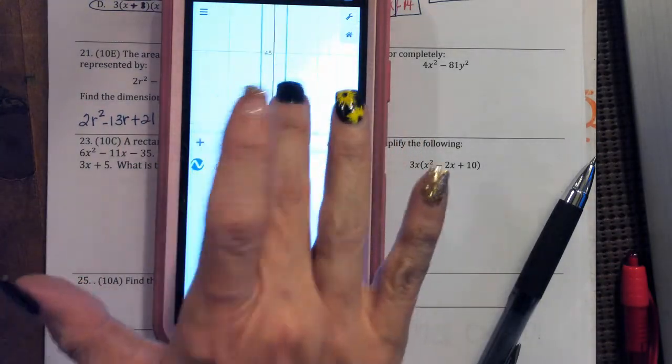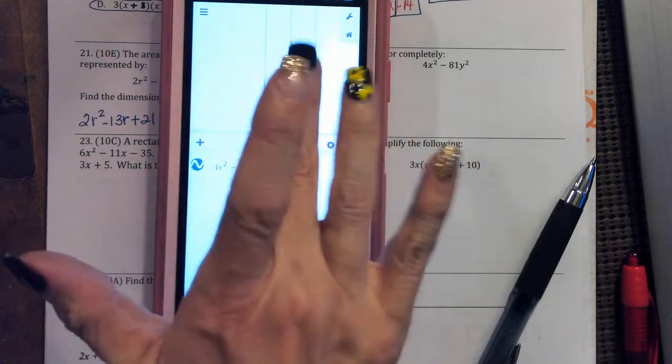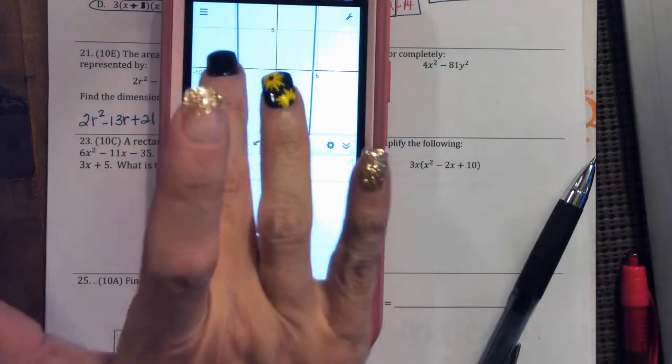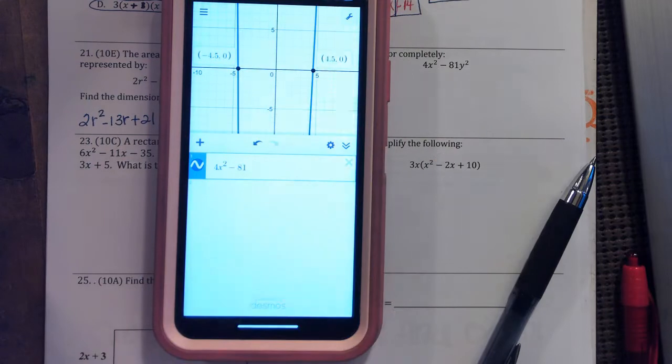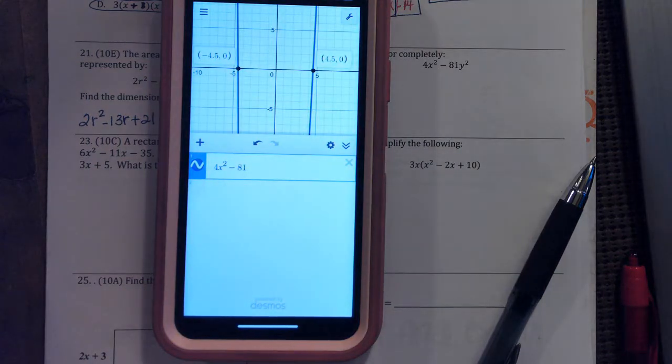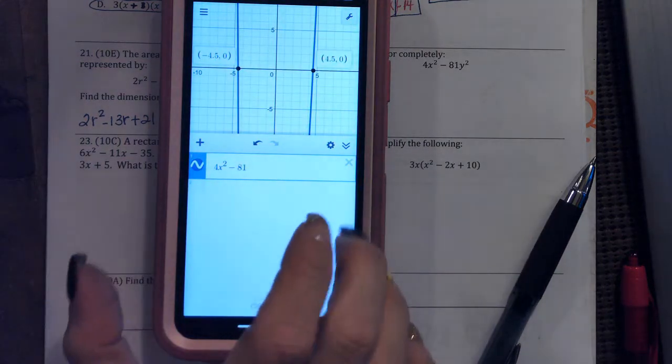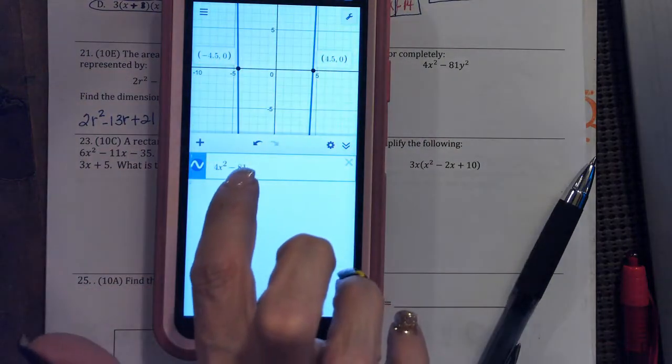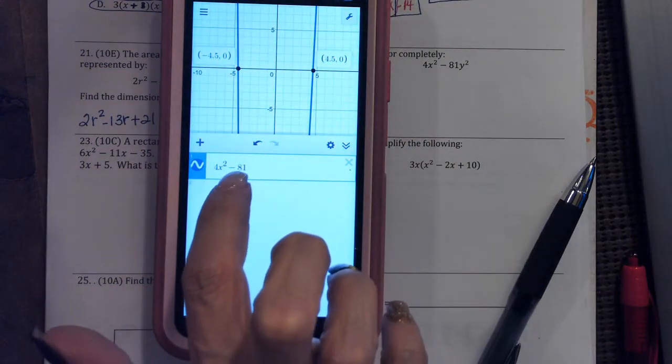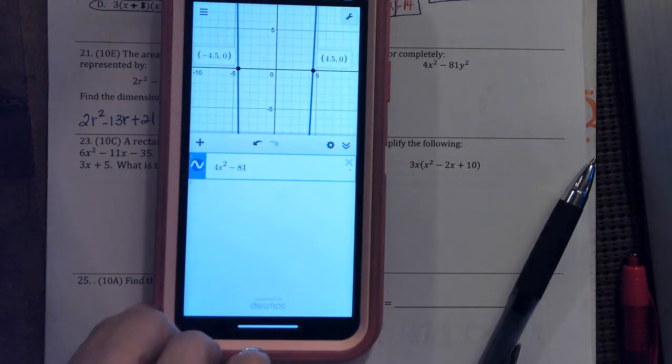Alright, let me go over here. Let me hit home. Oh my goodness, there we go. Okay, so I can see it's at negative 4.5 and 4.5. Those are my zeros, right? Now, I did not put the y squared on here. I'm going to have to remember that I have to have a y on there.